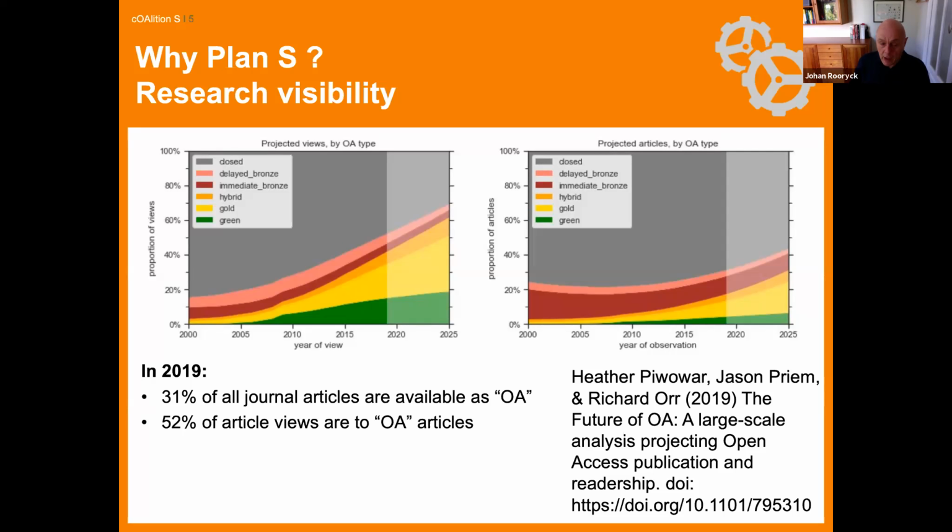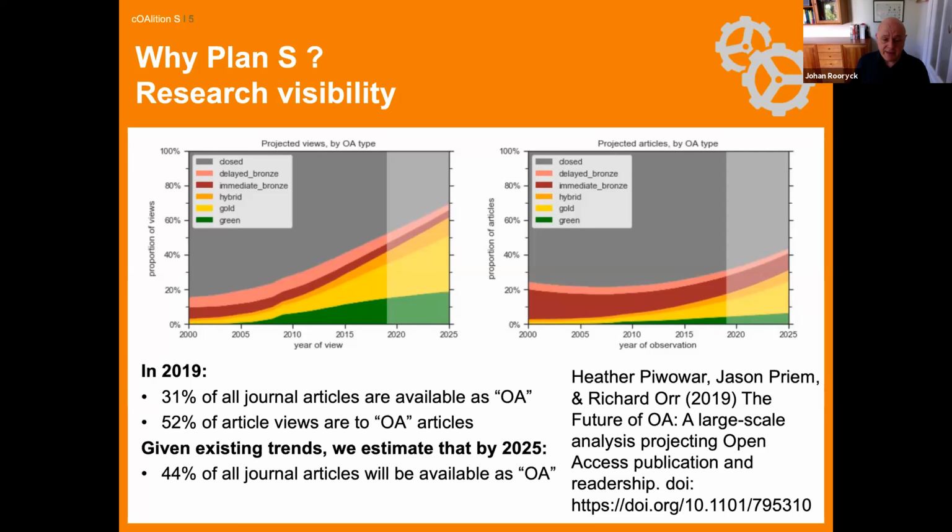So that means what Piwowar et al. also show is that given existing trends, by 2025, 44% of all journal articles will be available as OA, but a full 70% of article views will be OA. So that means that if you're a young researcher, or even an older researcher, but especially a young researcher, 2025 is literally tomorrow. And if you're a young researcher, you want to publish in open access, because that's how your articles will be viewed, right?